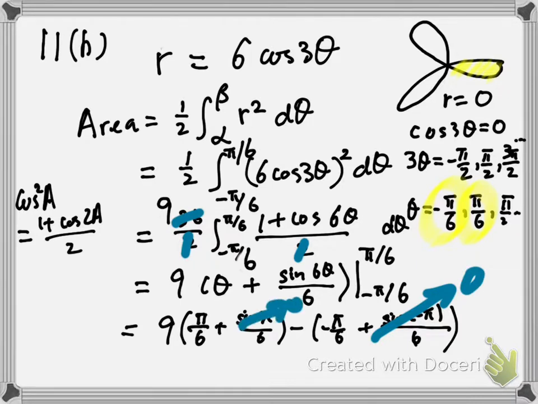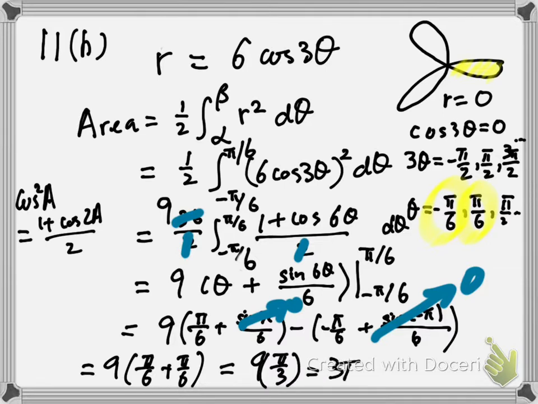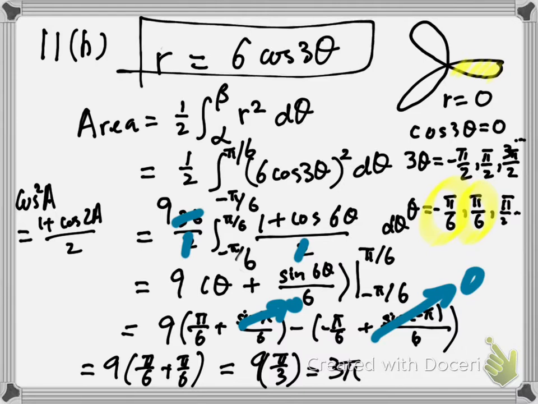So together, we will get 9 times pi over 6 plus pi over 6. That's 2 pi over 6, and 2 pi over 6 is the same as pi over 3. So 9 times pi over 3, and that's just 3 pi. So the area of one petal of this 3 petal rose is 3 pi.